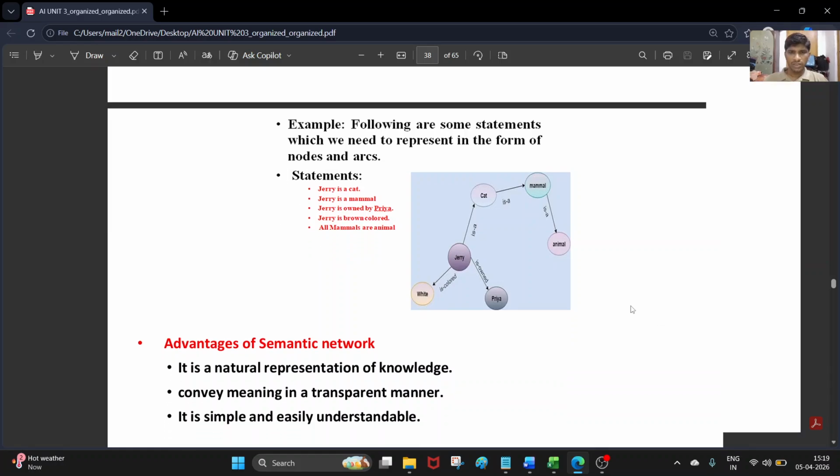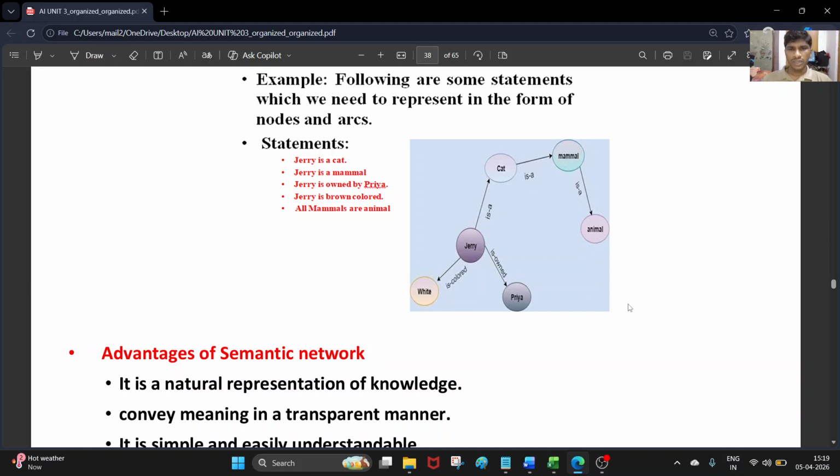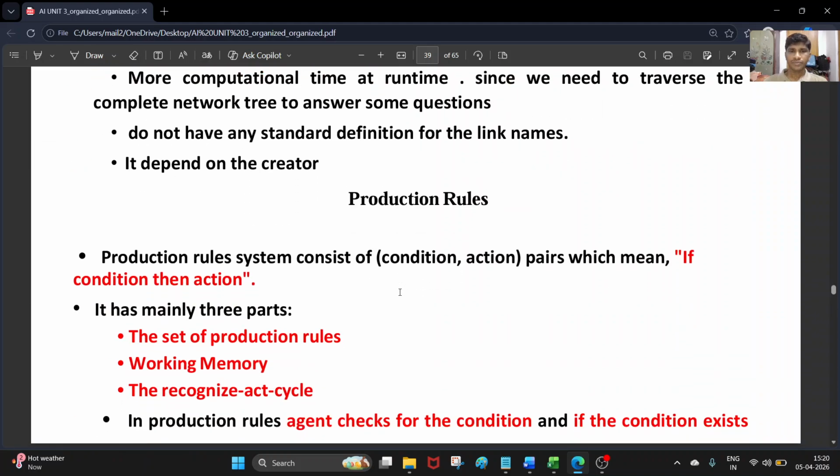For example, let us consider this semantic network. In this semantic network we can consider white and Priya. So these are all the nodes: white, Priya, Jerry, cat, animal, and mammal. So Jerry is a cat, an is-a relation. So this is a relation between the two nodes. Cat is a mammal, is an animal. Jerry is colored white. Jerry is owned by Priya. So it is a semantic network.